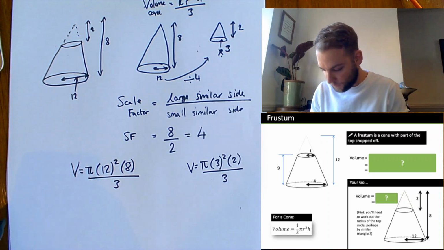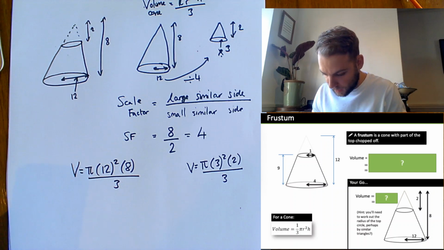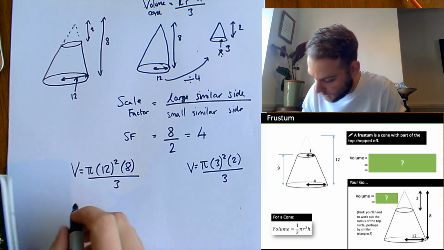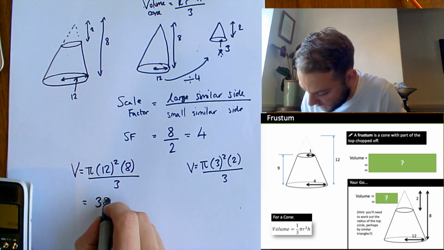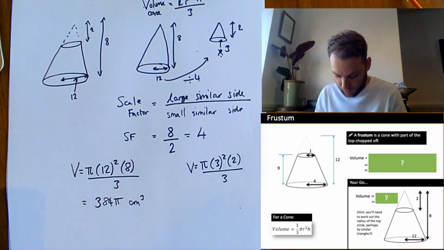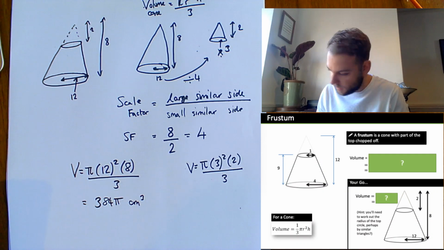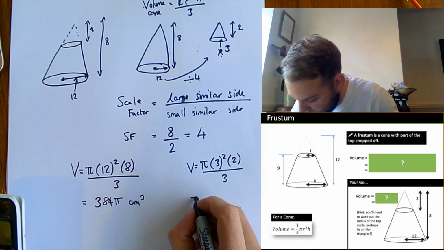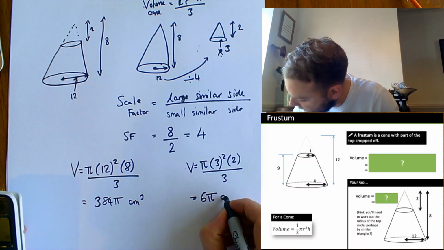So this one here, let's work that out. Pi times 12 squared times 8, all divided by 3, in this case is equal to 384 pi. Again, units, centimetres cubed. This one here, pi times 3 squared times 2, all divided by 3. So the volume here is equal to 6 pi centimetres cubed.